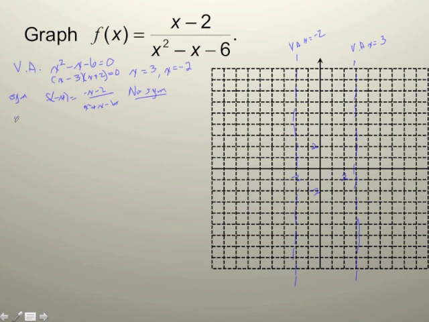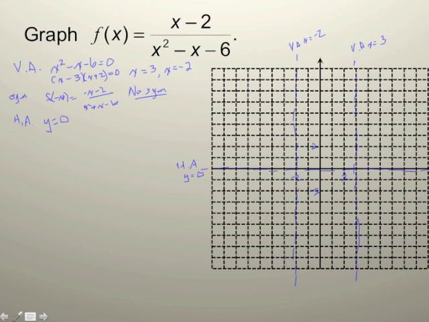Let's find the horizontal asymptote. We have a first degree over a second degree. So the numerator is a lower degree than the denominator. That automatically means y equals 0 is a horizontal asymptote. So y equals 0 is a horizontal asymptote, and we need to fill that in. That's my horizontal asymptote, y equals 0.